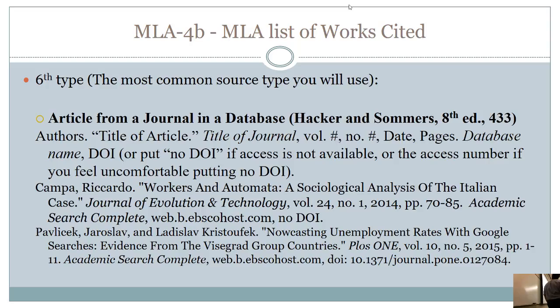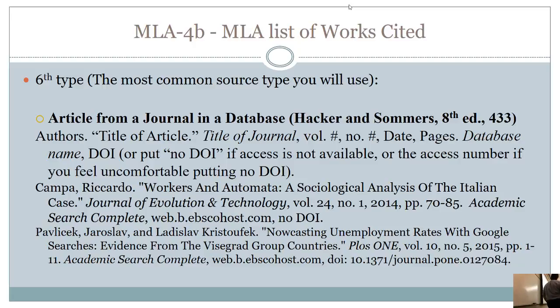And then this is probably the most common source type you'll use, because you'll have to use 5 of these for your research paper. That's why you're going to be using it the most. You'll have the same stuff that it was for a print journal: authors, title of article, title of journal, volume number, date, pages. And now you just add the database info.